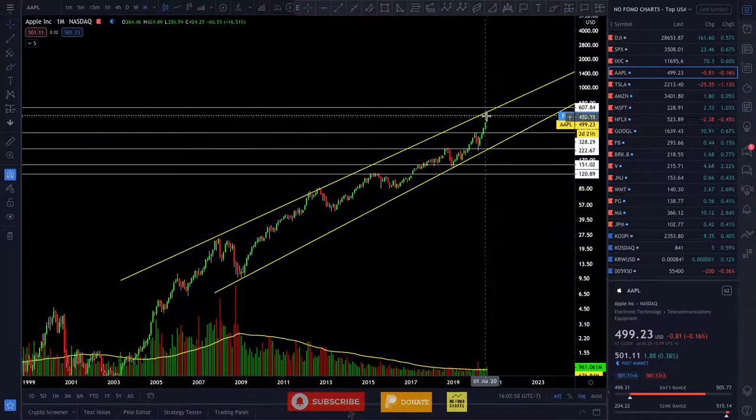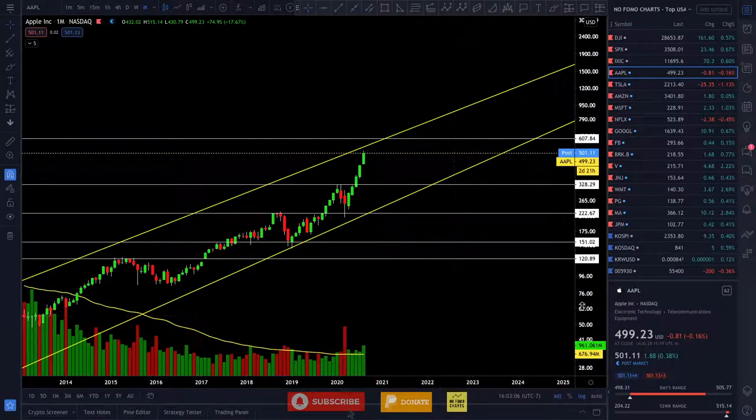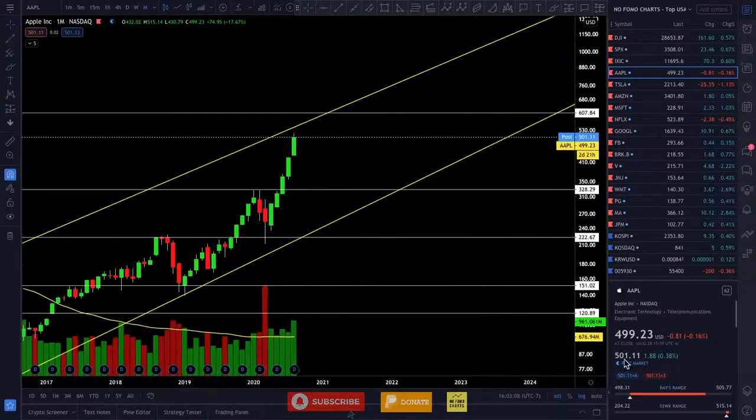Let's tighten this down a little bit now that we're zoomed in. So the big $500 to $600 range is where we're starting to top out. It basically topped out at 500. All right, so immediate support, 500.